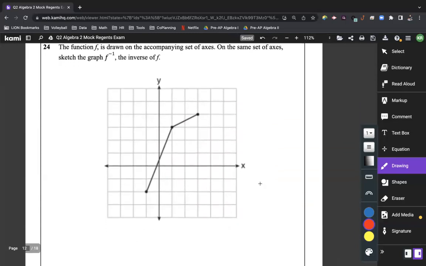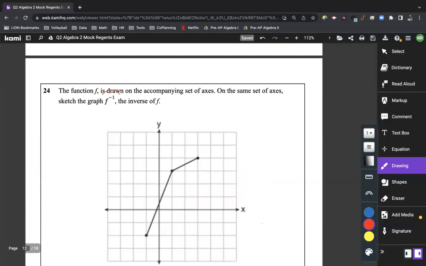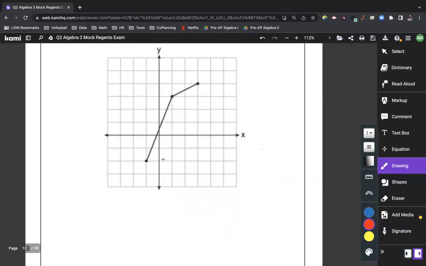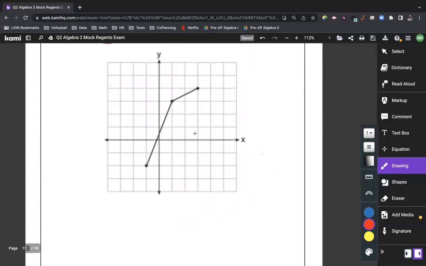The function of f is drawn in the accompanying set of axes. On the same set of axes, sketch the inverse. Remember, when that exponent is -1, that means the inverse, okay? So this is quite like a layup because the 3 ordered pairs are already identified for you.